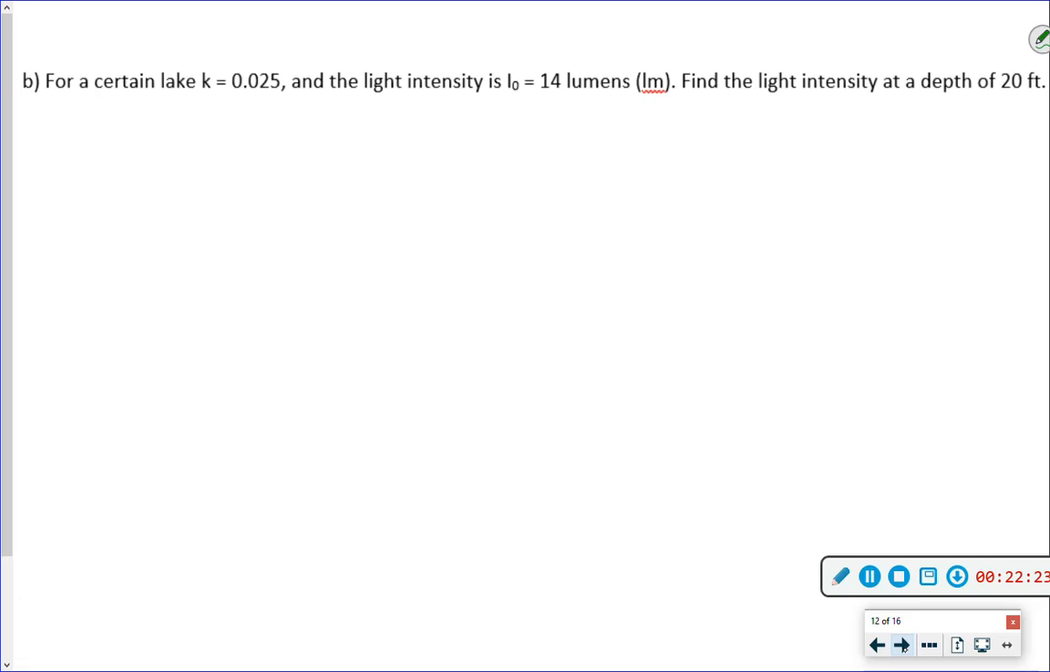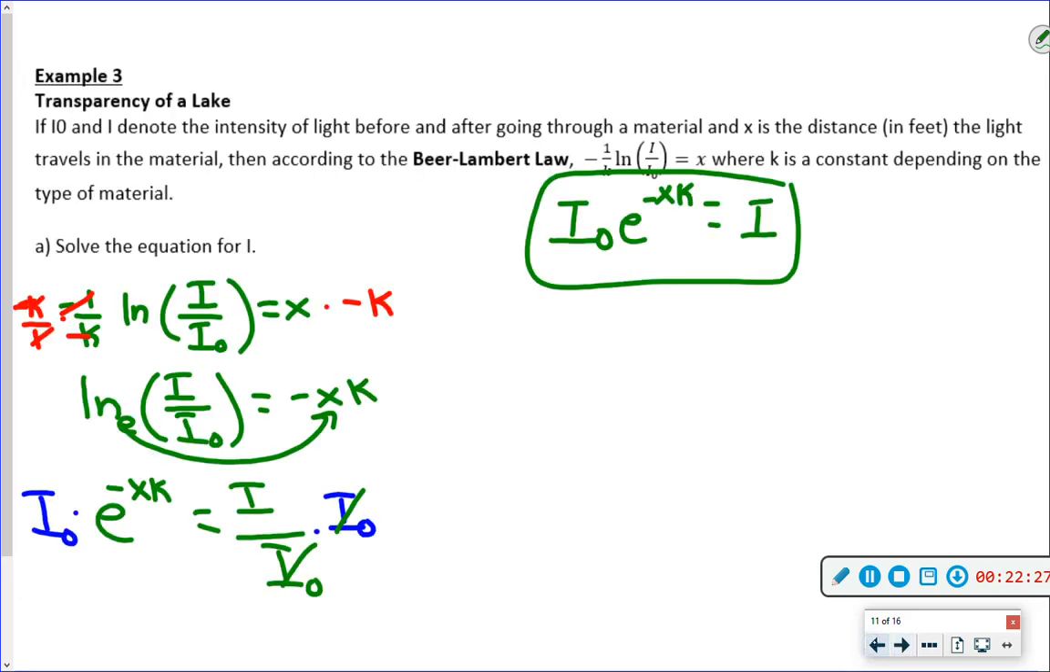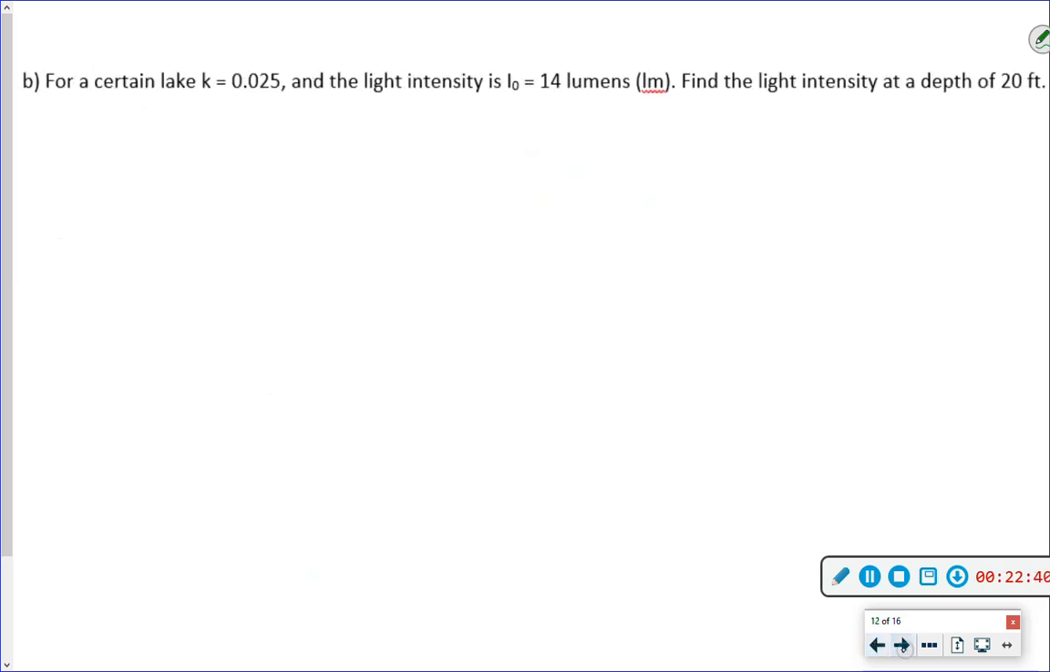I sub 0 is 14. Find the depth at 20. So I'm going to replace those numbers. I sub 0, I'm going to read it again, was 14, right? Yeah. Our negative time, times 20, we're going to fill in all this stuff. Here we go. So for a certain light, k is 0.025.